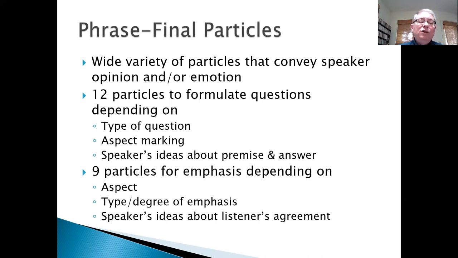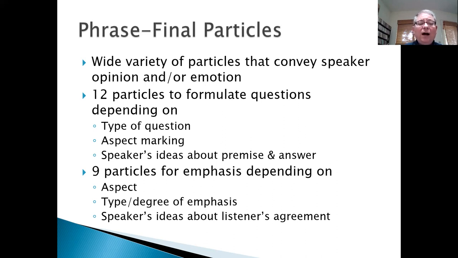So for example, there are 12 different particles used to ask questions in Khatso. And you choose a particle depending on the type of question you want to ask, the aspect of the situation you're asking about, and then the speaker's ideas about the question itself. Is it a good question? Is it a bad question? And whether there's going to be an answer or a good answer. So these different particles combine these different types of meaning together to allow you to ask all kinds of questions in all kinds of situations.